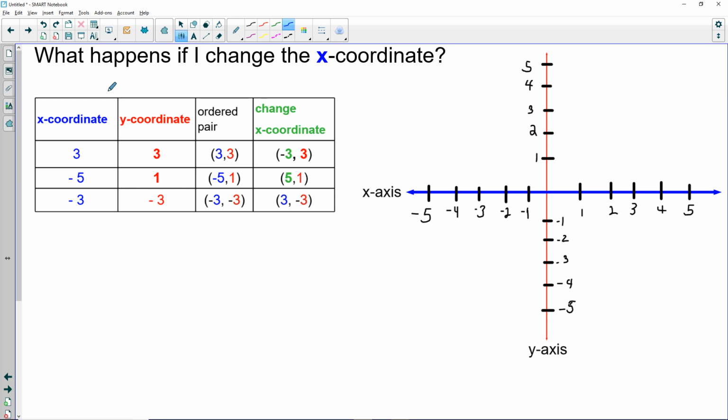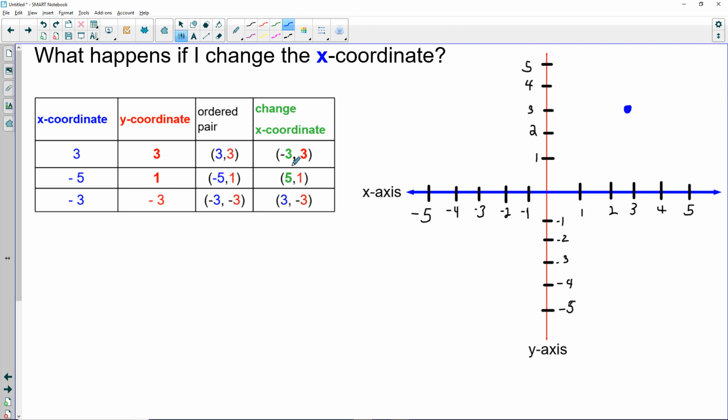So what happens if I change the x coordinate? When we change the x coordinate to create a reflection, a particular action occurs. So what we're going to do is go through these examples and see if you can visualize what is happening with the x coordinate when we change it. So here is an example where the x coordinate starts out as 3, the y coordinate is 3, and then we have an ordered pair of (3, 3). Well, let's show what (3, 3) looks like. I start at the origin, and then I move over on my x-axis to positive 3, and I'm going to move up to positive 3 on the y-axis, and I'm going to plot my point. So that's my first ordered pair of (3, 3).